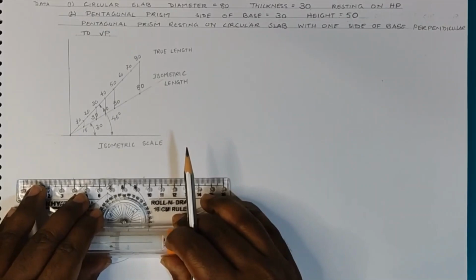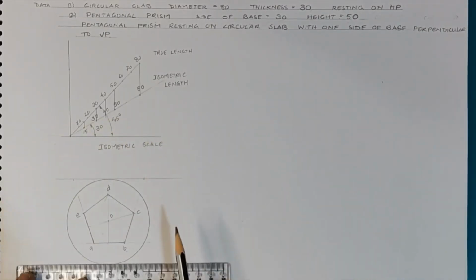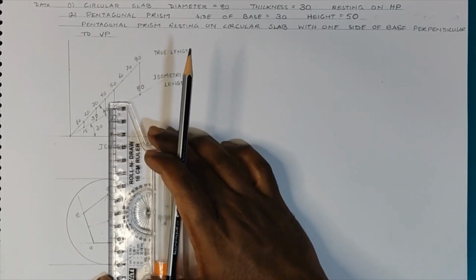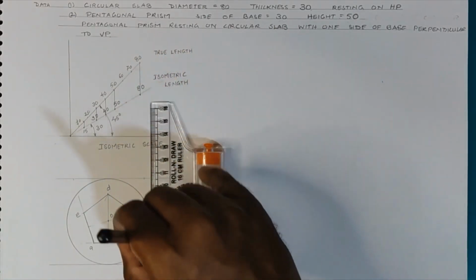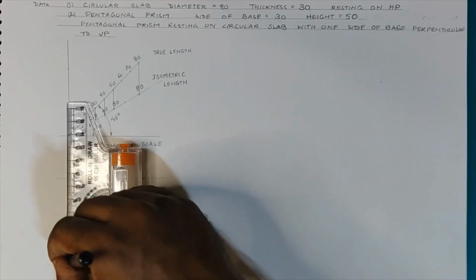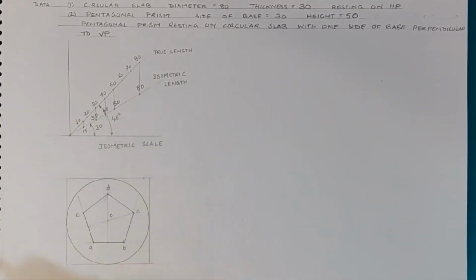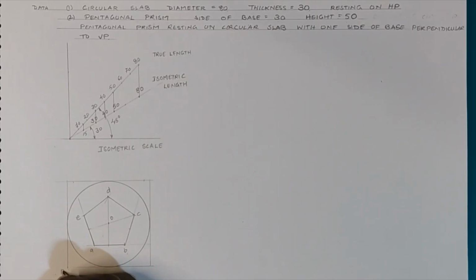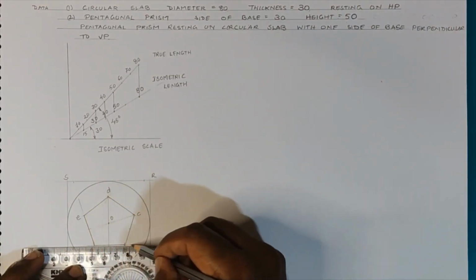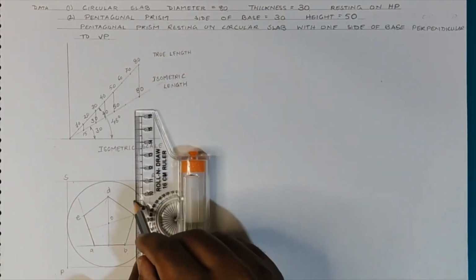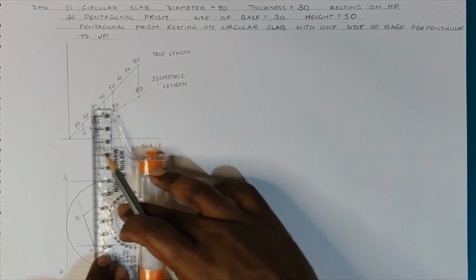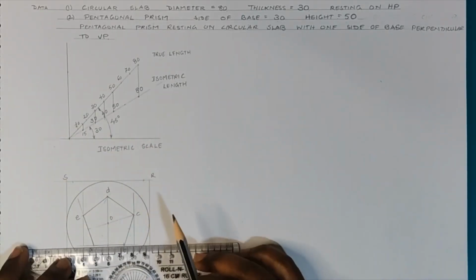Now, I'll be drawing tangents which are horizontal and vertical to the circle. This outermost circle represents the top and bottom faces of the cylindrical slab. I'll be naming the points of the square which encloses the circle PQRS. Next, I'll be enclosing the pentagon in a rectangle, and the outermost points I'll be naming 1, 2, 3 and 4.